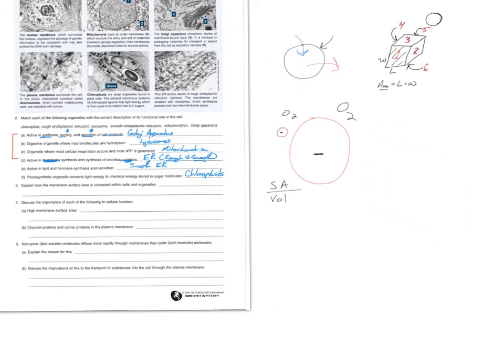All right. Just because it takes time for things to diffuse. If it takes too long for something to go from this edge of the membrane all the way to the center, then that cell can't do its job.